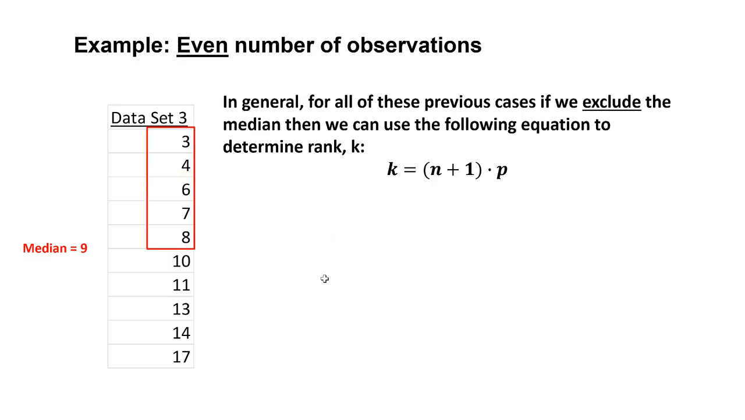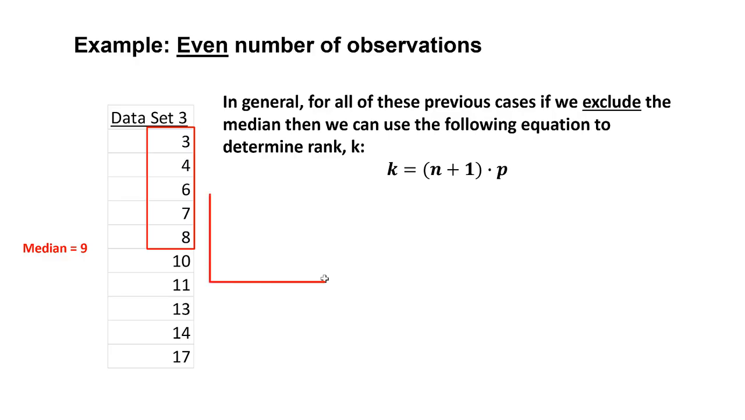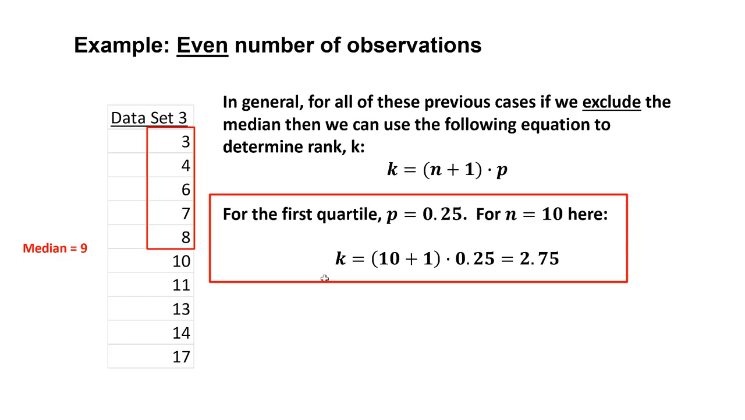And let me show you how to do this. We're going to use this formula here, and this applies to any number of observations, whether you have an odd or even number of first half values. It works in any case if you want to exclude the median. So we're going to use this equation to determine the rank, which is k. N plus 1, n is the number of observations, times p. So p would be 0.25 for the first quartile, 0.75 for the third quartile.